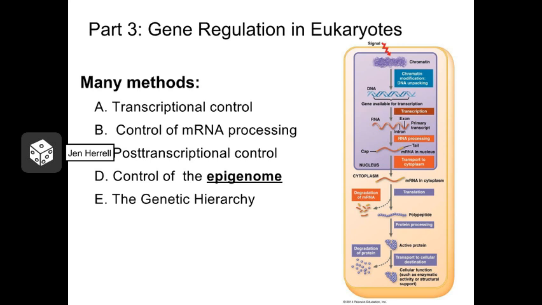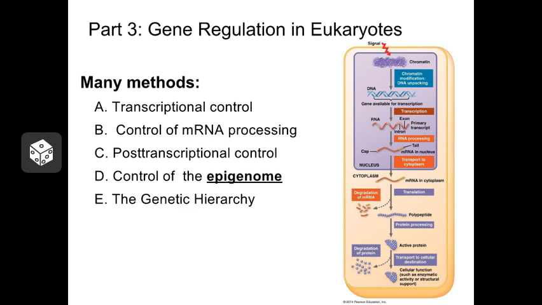In Part 2 of this chapter, we discussed how prokaryotic cells such as E. coli can use operons and regulatory molecules to turn their genes on and off. In this part of the chapter, we're going to discuss how eukaryotic cells turn their genes on and off.